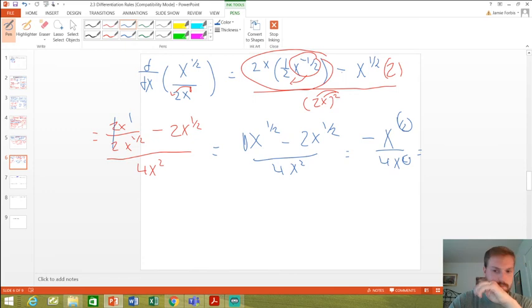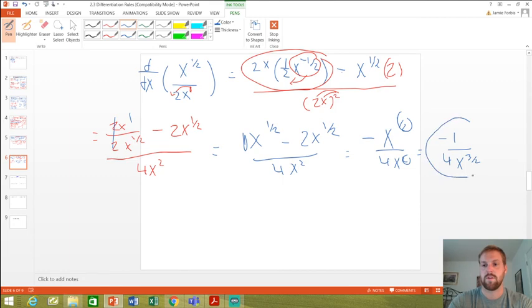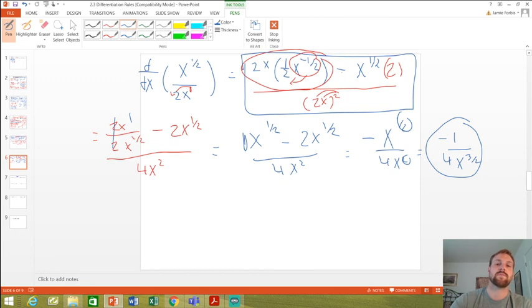Isn't that just going to be 1/2 minus 2 is 3/2 on the bottom? So negative 1 over 4x to the 3/2. Just doing some rules there. And again, a lot of times whenever you do quotient rule, it's not going to be able to simplify all the way down. So a lot of times you just have to leave it like this. But again, this is just another example of something you could do with power rule.